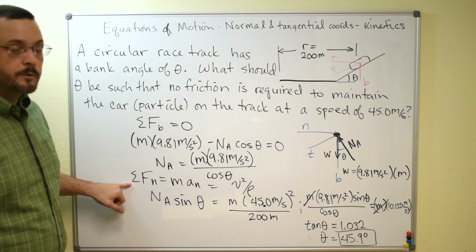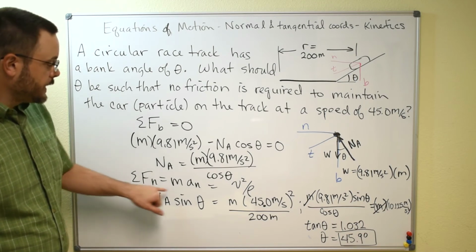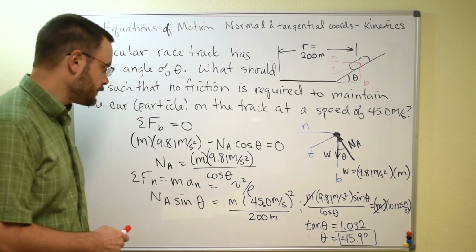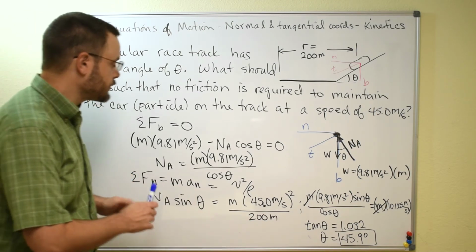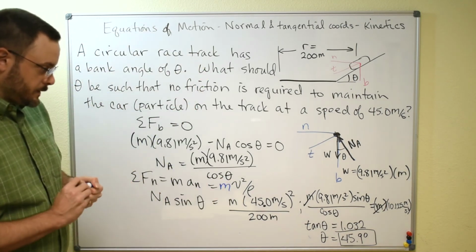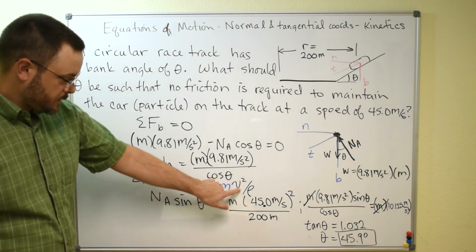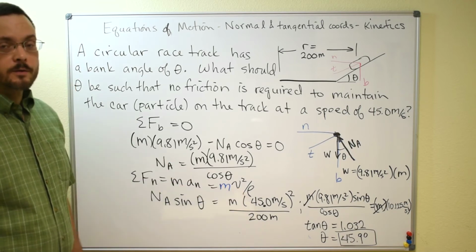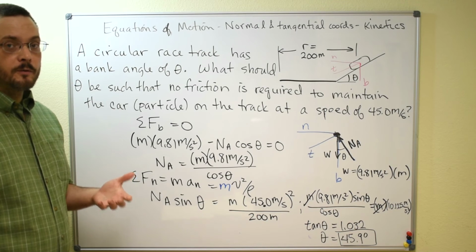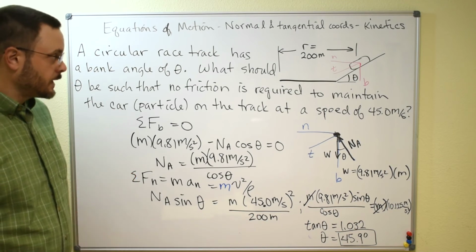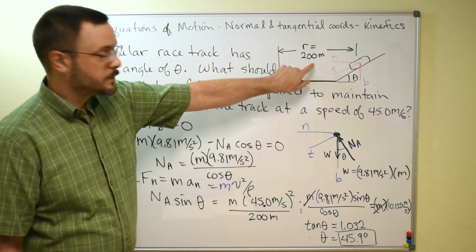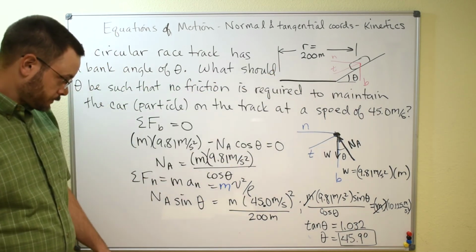Then we'll do our sum of forces in the normal direction. That's equal to the mass times our acceleration in the normal direction. Oops, and it looks like I dropped the mass. So let me write that back in there. And so that would be the mass times v squared divided by the radius of curvature. Remember, when you have a circular path, that means you have a constant radius of curvature that's just equal to the radius of the path. So our radius of curvature is 200 meters.